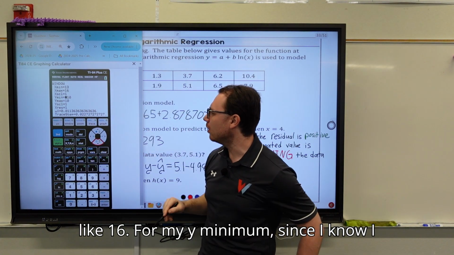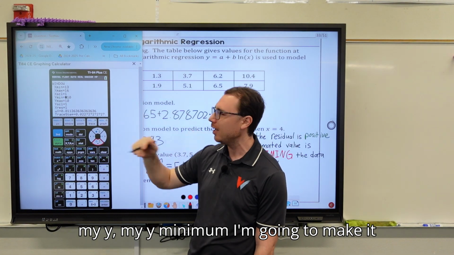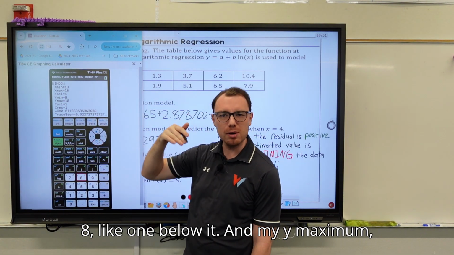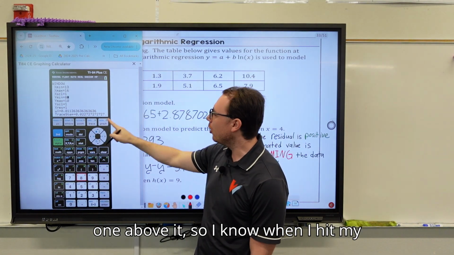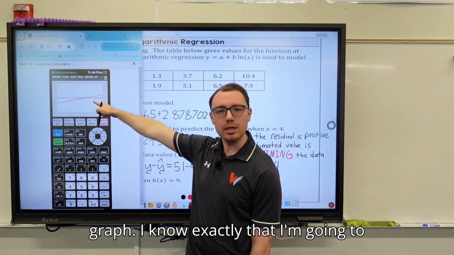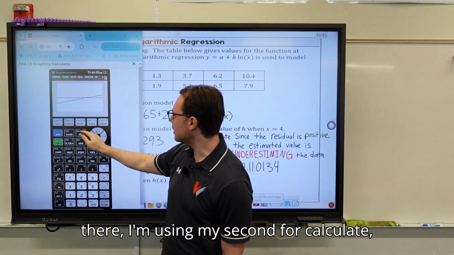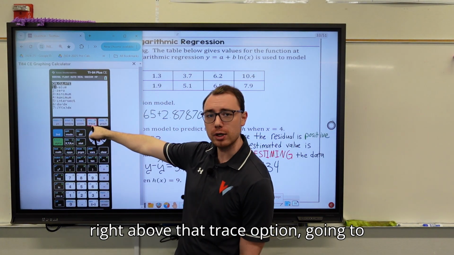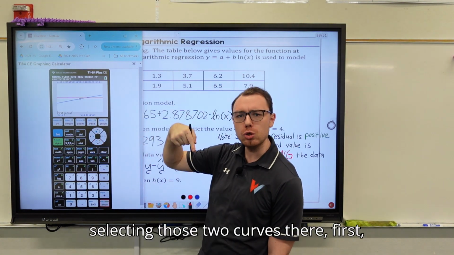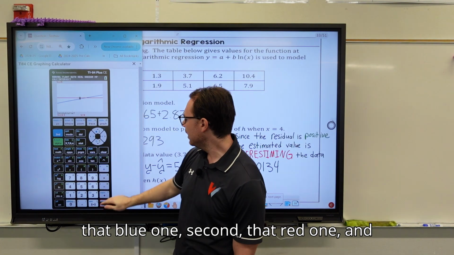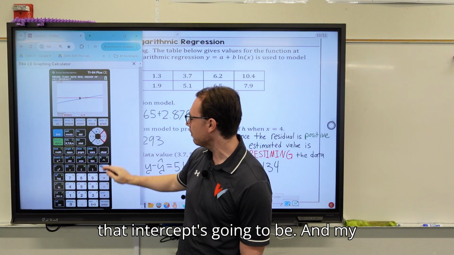For my y minimum, since I know I want to hit 9 for my y1, I'm just going to make it 8, like 1 below it. And my y maximum, I'm going to make it 10, about 1 above it. So when I hit graph, I know exactly that I'm going to go to that intercept. At that intercept, I'm using my second calculate, right above that trace option, going to that fifth option for intercept, selecting those two curves, first that blue one, second that red one, and then I'm just tabbing right around where that intercept's going to be.